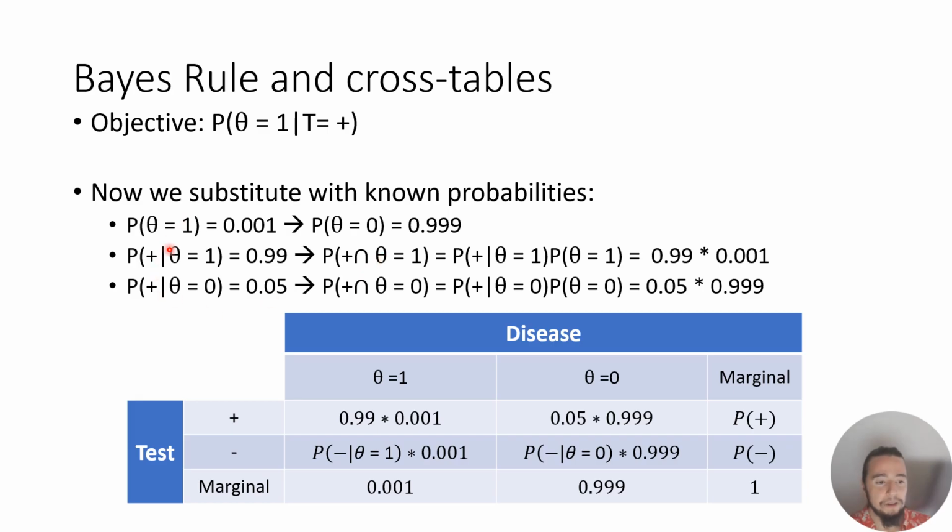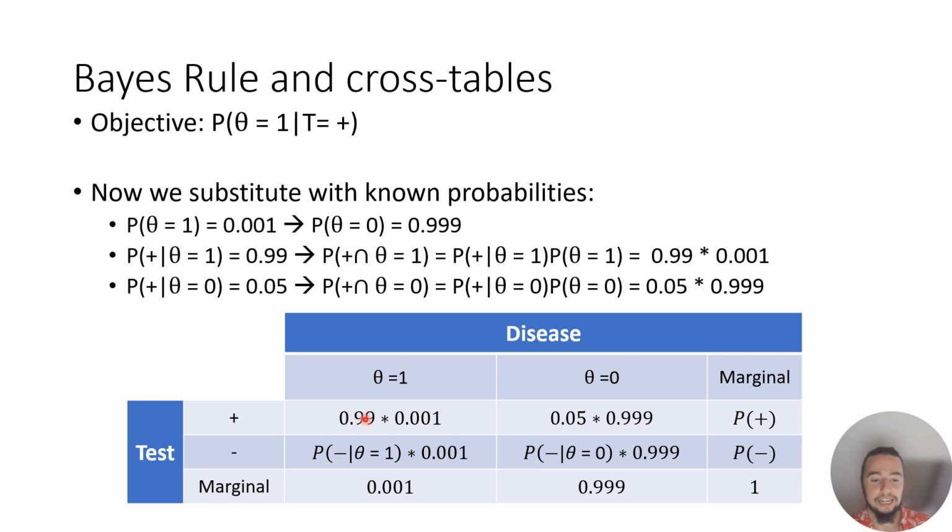We know that the probability of being infected is 0.1%, therefore the marginal for being infected is 0.001, and the complement, being healthy, is 0.999. Now we know that the conditional probability of having a positive test given infected is 0.99. So if we want the intersection, having a positive test and being infected at the same time, we take this conditional probability that we already know, 0.99, and multiply it by the marginal of being infected, 0.001. We just need to do this simple operation to get this probability.